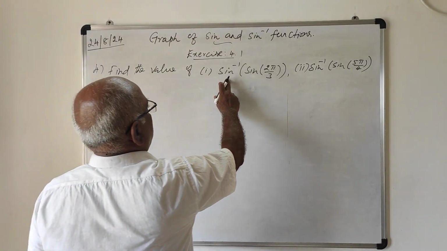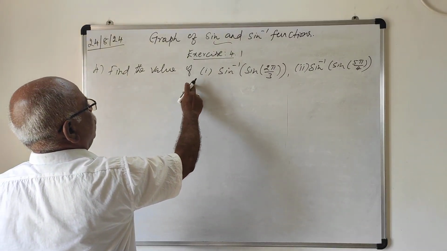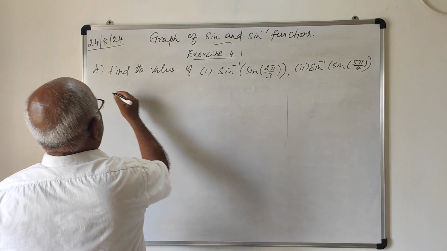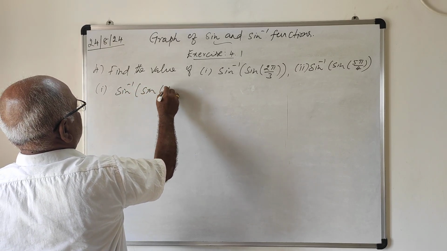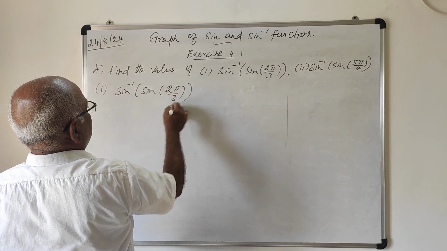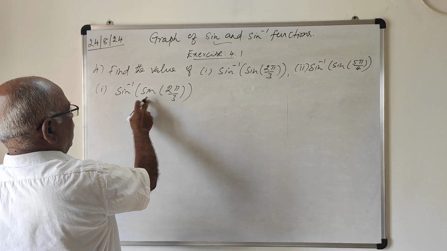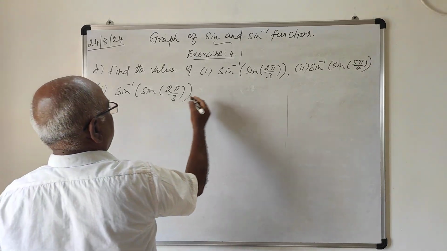Now, we will solve this problem. Find the value of sine inverse of sine 2π/3. The first problem is sine inverse of sine 2π/3. Sine inverse and sine are reciprocal functions, so you will get 2π/3.